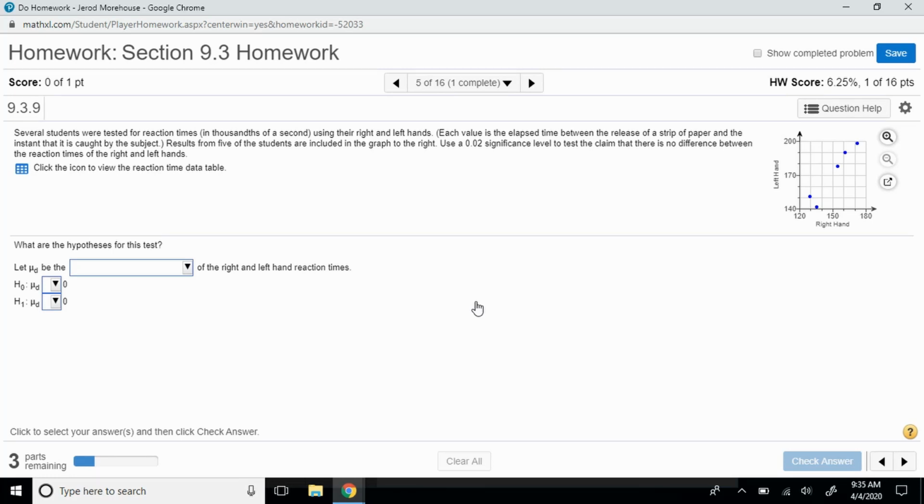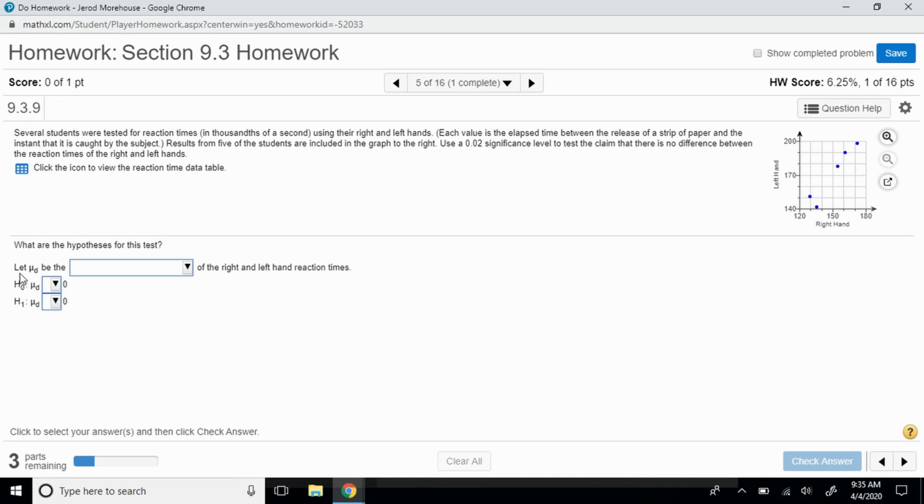Okay, for our second example, I want to do number 5. This is dealing with the same situation we discussed in the slides with reaction times. But let's read through it together anyways. Several students were tested for reaction times in thousandths of seconds, using their right and left hands. Each value is the elapsed time between the release of a strip of paper and the instant that it is caught by the subject. Results from 5 of the students are included in the graph to the right. Use a 0.02 significance level to test the claim that there is no difference between the reaction times of the right and left hands.